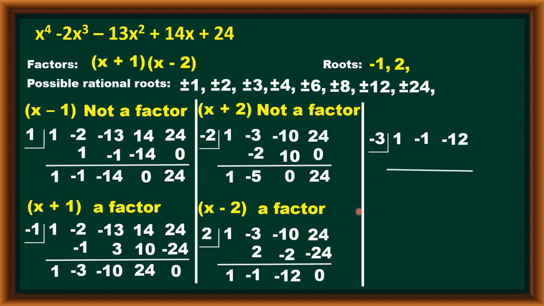So, let us now try if the divisor is x plus 3. So, ilalagay sa labas is negative 3. 1, bring down, times negative 3, add, negative 4, times negative 3, positive 12. 12 minus 12 is 0. So, ayan, naging factor ulit siya. Ibig sabihin, the binomial x plus 3 is also a factor. Ayan, lalagyan natin dyan. At ang root niya ay negative 3.